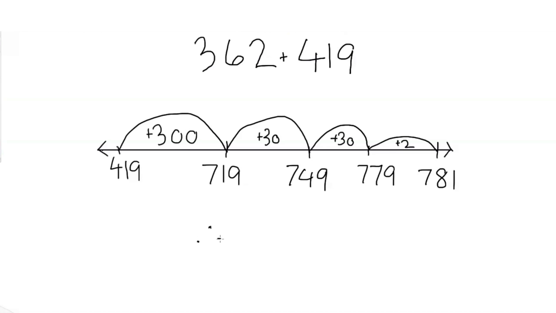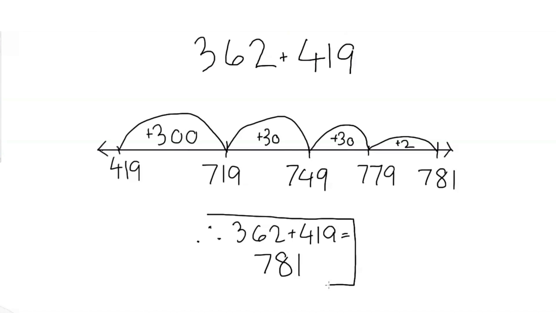One of the benefits of using an open number line is that you don't have to regroup numbers. For example, we didn't regroup at all when adding the two ones from 362 with the nine ones from 419.